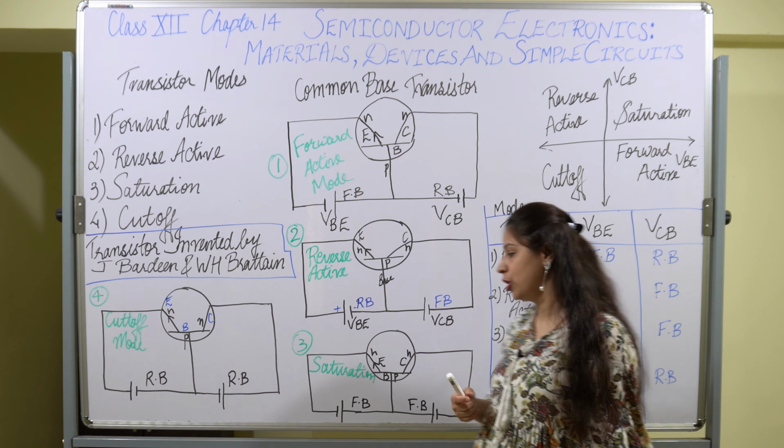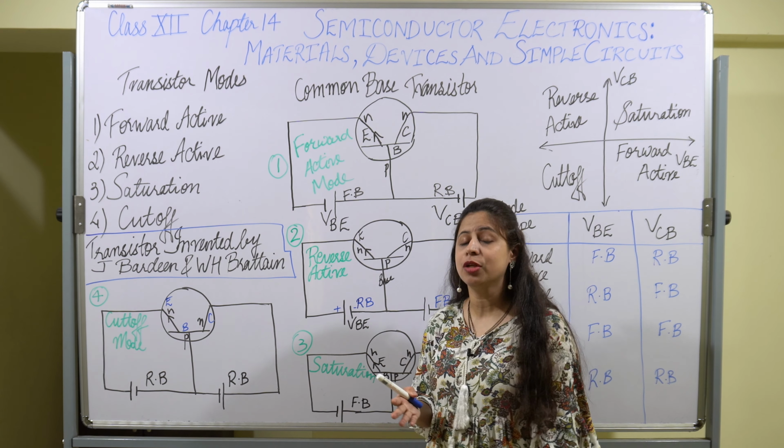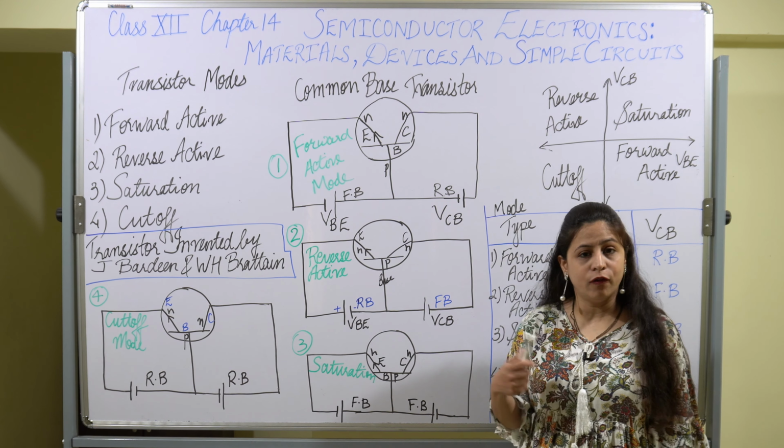Then the third type of mode is the saturation mode. So what happens in the saturation mode? In the saturation mode, both the regions are connected in the forward bias mode.